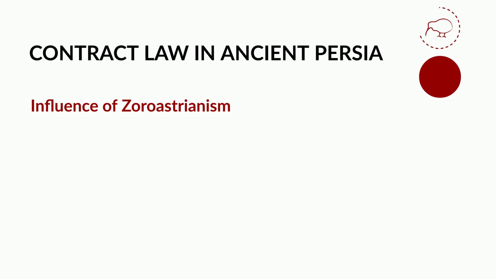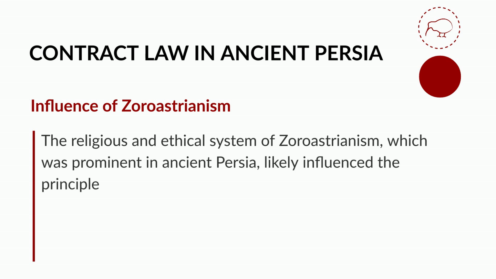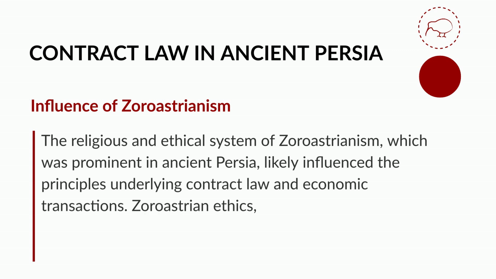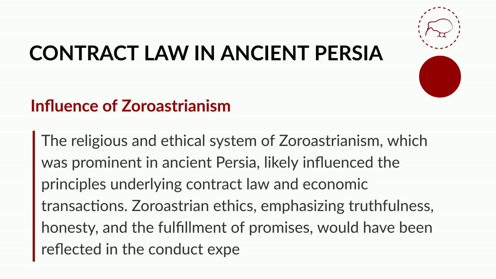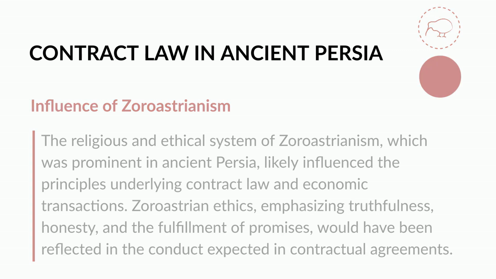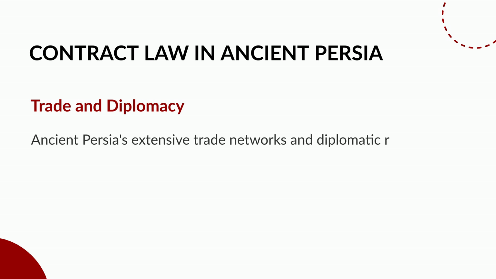Influence of Zoroastrianism. The religious and ethical system of Zoroastrianism, which was prominent in ancient Persia, likely influenced the principles underlying contract law and economic transactions. Zoroastrian ethics, emphasizing truthfulness, honesty, and the fulfillment of promises, would have been reflected in the conduct expected in contractual agreements.